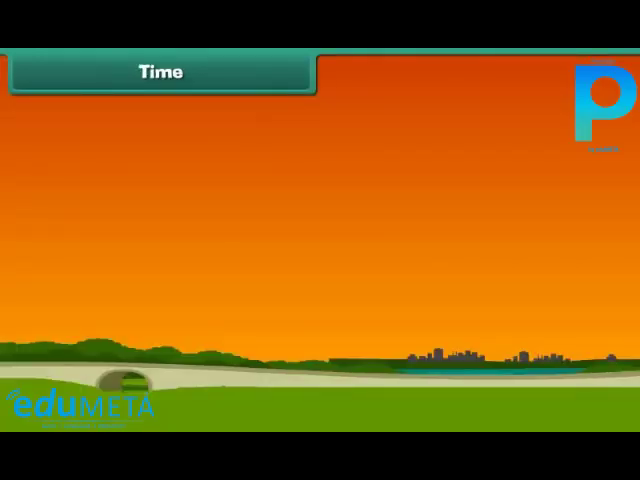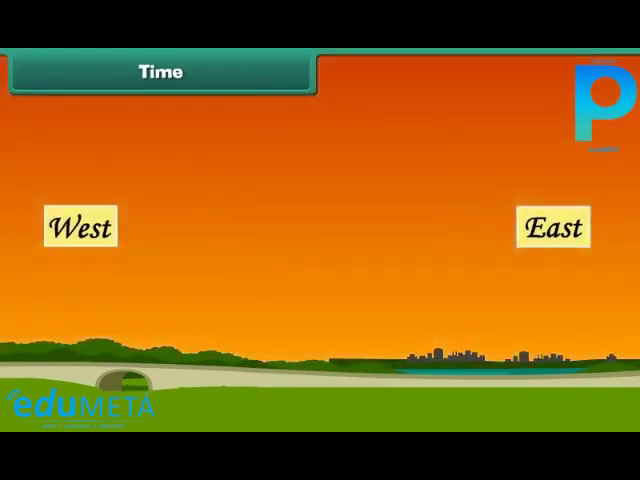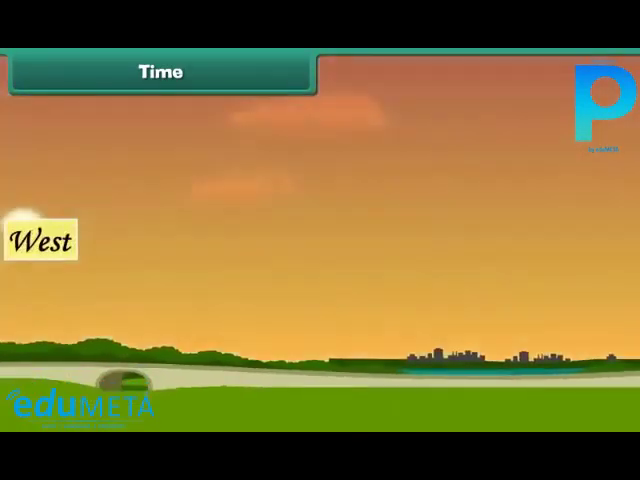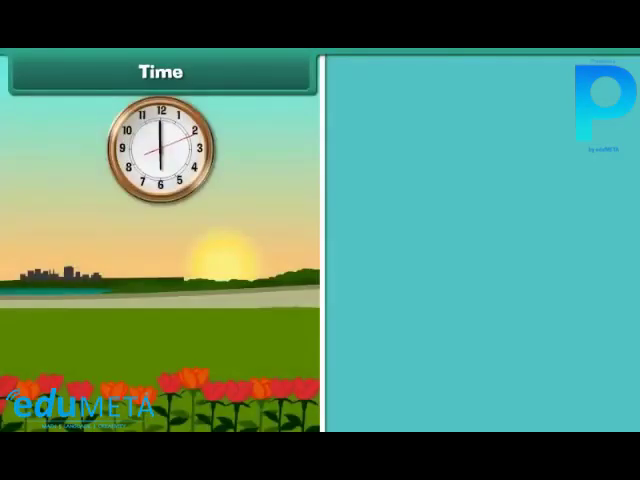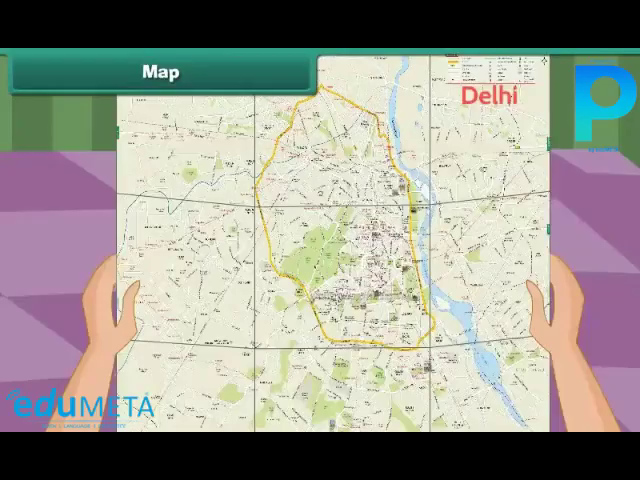Time. The sun always rises in the east and sets in the west. The sun is in the east in the morning. By evening, it reaches the west. It means the direction of the sun changes with time. It also means that time changes with changing locations of the sun.